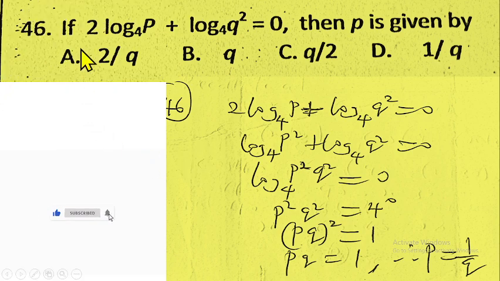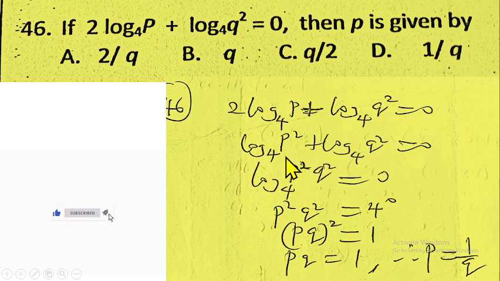Question number 46 is from logarithm. If 2 log p base 4 plus log q squared base 4 is equal to 0, we have to find the value of p in terms of q. So we are given this, so the 2 can go to the power of p according to the law of logarithm. So you have log p squared base 4 plus log q squared base 4 equals 0.